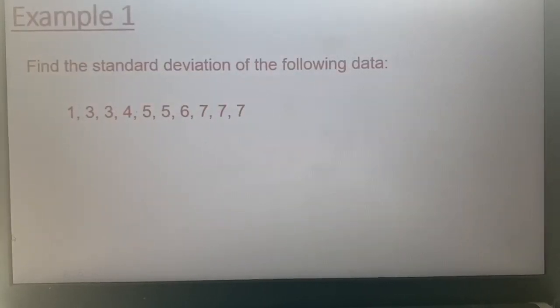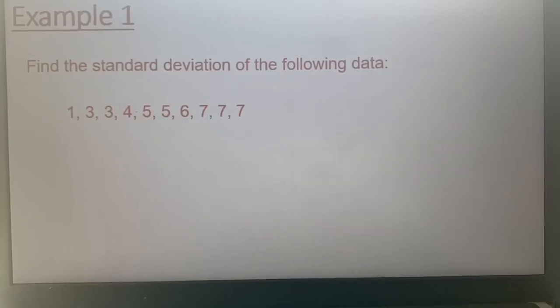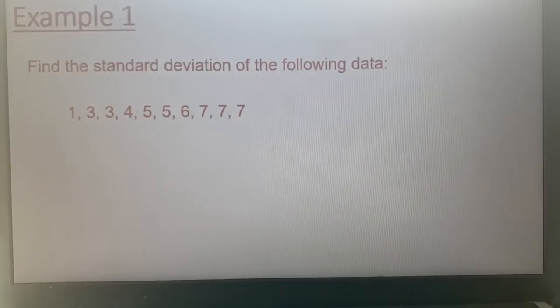So here's an example. We want to find the standard deviation of the following data. So we've got this data listed here. It's just all in order for us, which is great. So 1, 3, 3, 4, 5, 5, 6, 7, 7 and 7. There's no context to this example. It's just a case of being able to work through and work out that standard deviation.